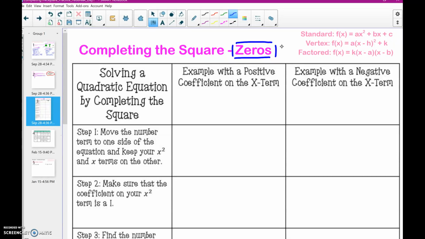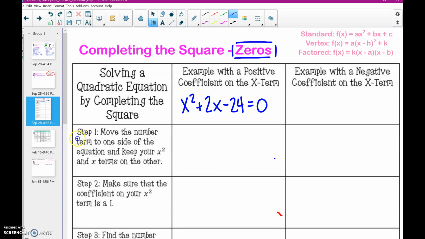The first example that we're going to start with is x squared plus 2x minus 24 equals 0. So again, we're kind of marrying the idea of completing the square and then taking it a step further, marrying that with finding the zeros of an equation.